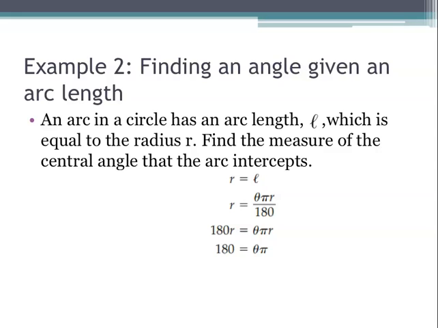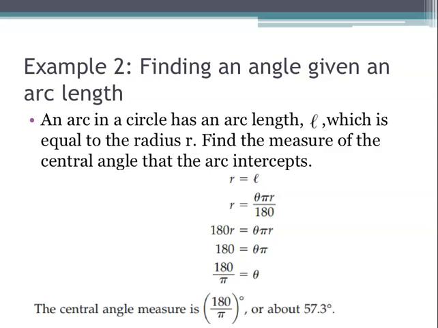180 equals theta times pi, and remember, we're trying to solve for theta. Pi is a number, right? So we'll divide both sides by pi, so we have 180 over pi. So the central angle measure, if the arc length that you're looking at is equal to the radius, is equal to 180 over pi, which is about 57.3 degrees.